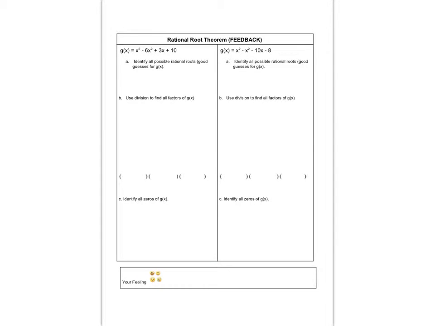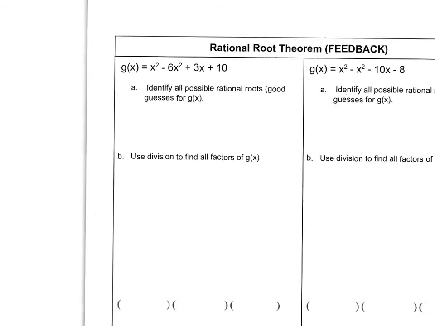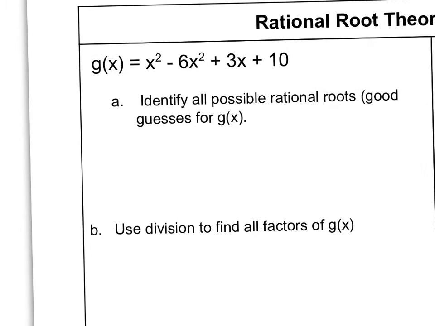Next up, we've got the rational root theorem. Here you've got to identify some possible rational roots and then do some dividing in order to factor. I'm going to talk about a couple different ways that you might do the factoring part, but let's start by identifying good guesses. For these, we could do some fractional ones.